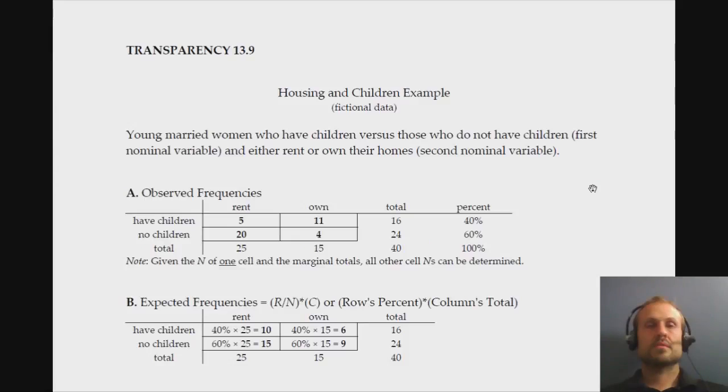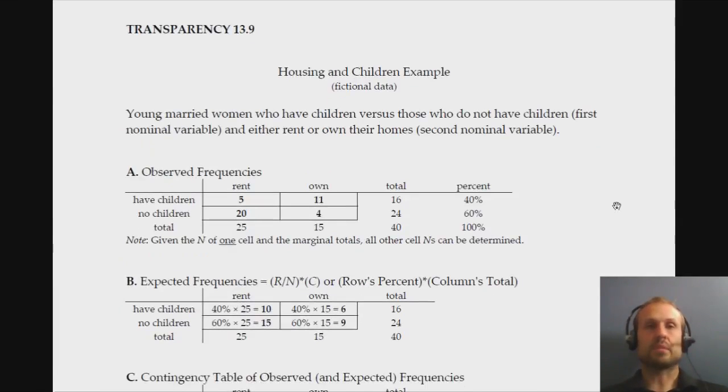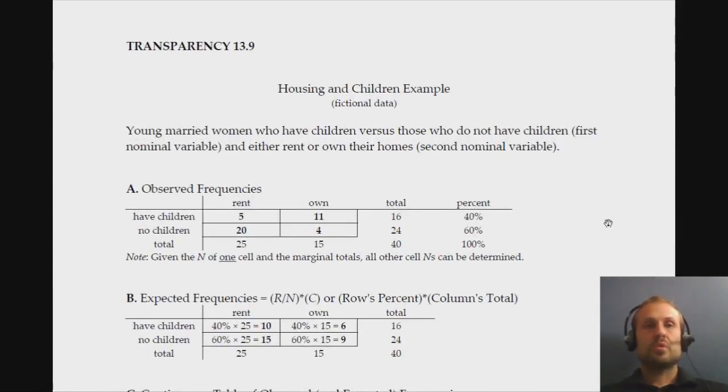Alright, the other use for the chi-square test, it's similar but not exactly the same, is the test for independence. Let's do it by way of an example, the housing and children example. So young married women who have children versus those who do not have children, and either rent or own their homes. Are those two variables, are those two factors independent? Having children or not, or owning or renting a home.